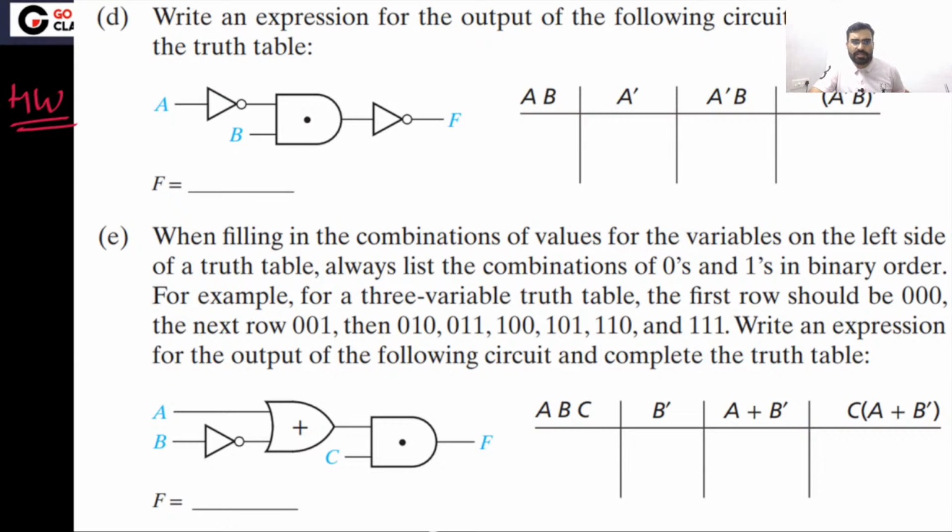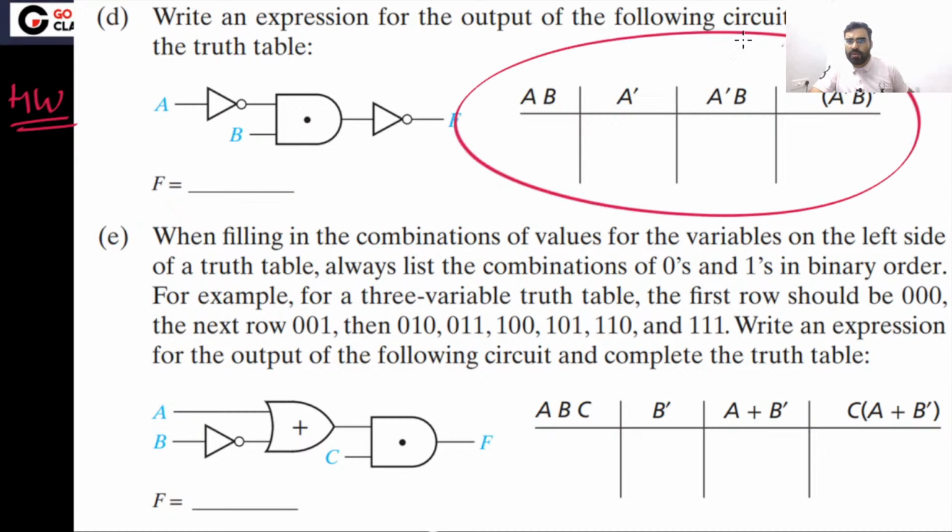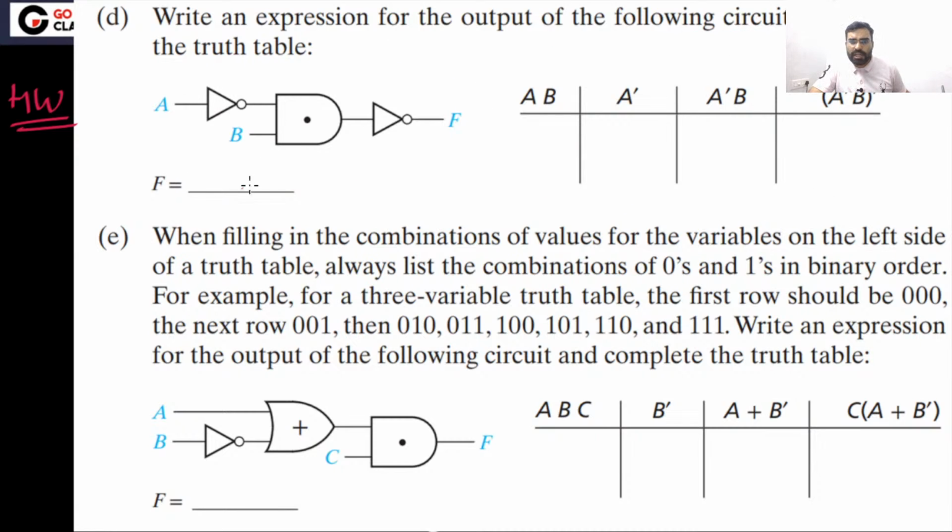This is a simple question. A circuit is given to you, and for this question you have to fill in this truth table. First, tell me what is the expression for F? You can notice that this input is A and this input is A, then this will be A bar because this is the inverter. We have a NOT gate here, so this will be A bar.